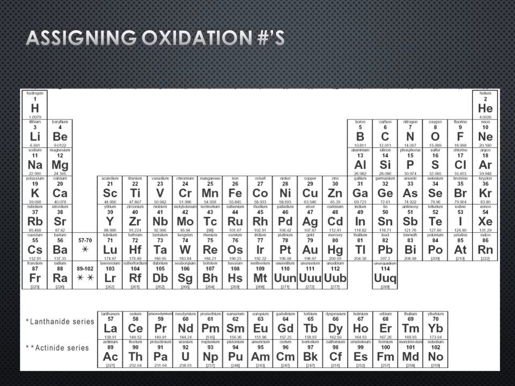So if you lose 1 electron, what is the net charge of your ion now? It's going to be plus 1. So all of these elements here, group 1, the alkali metals, are going to be plus 1. So let's write that down up here. So it's going to be plus and then 1.